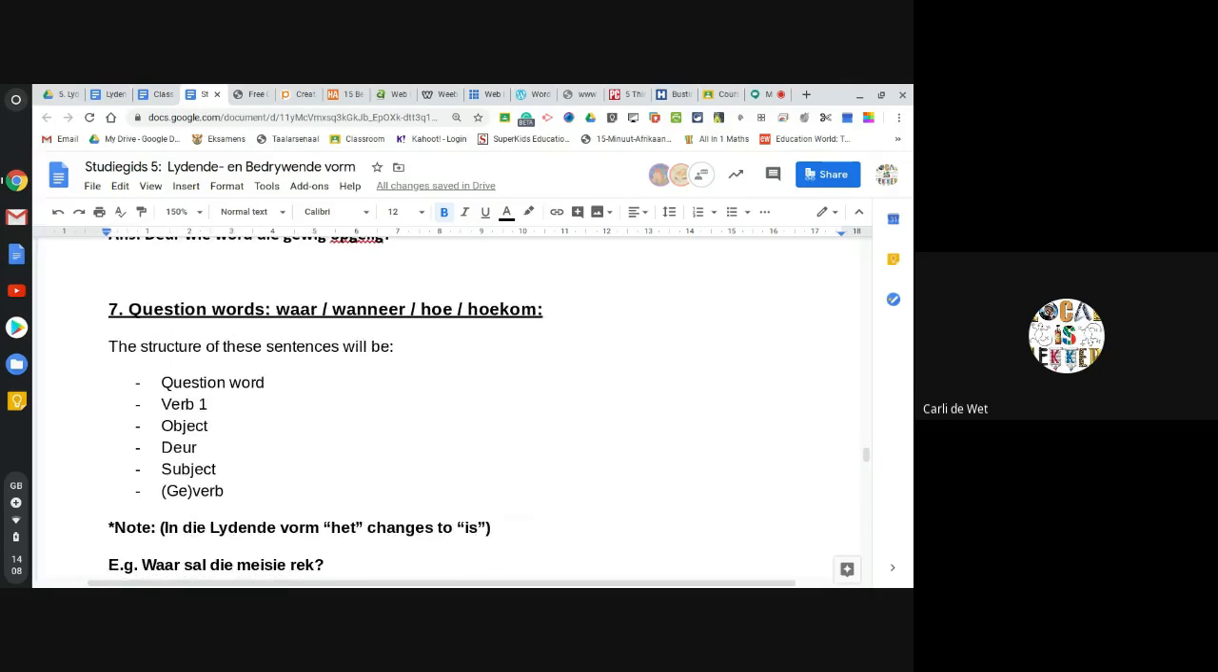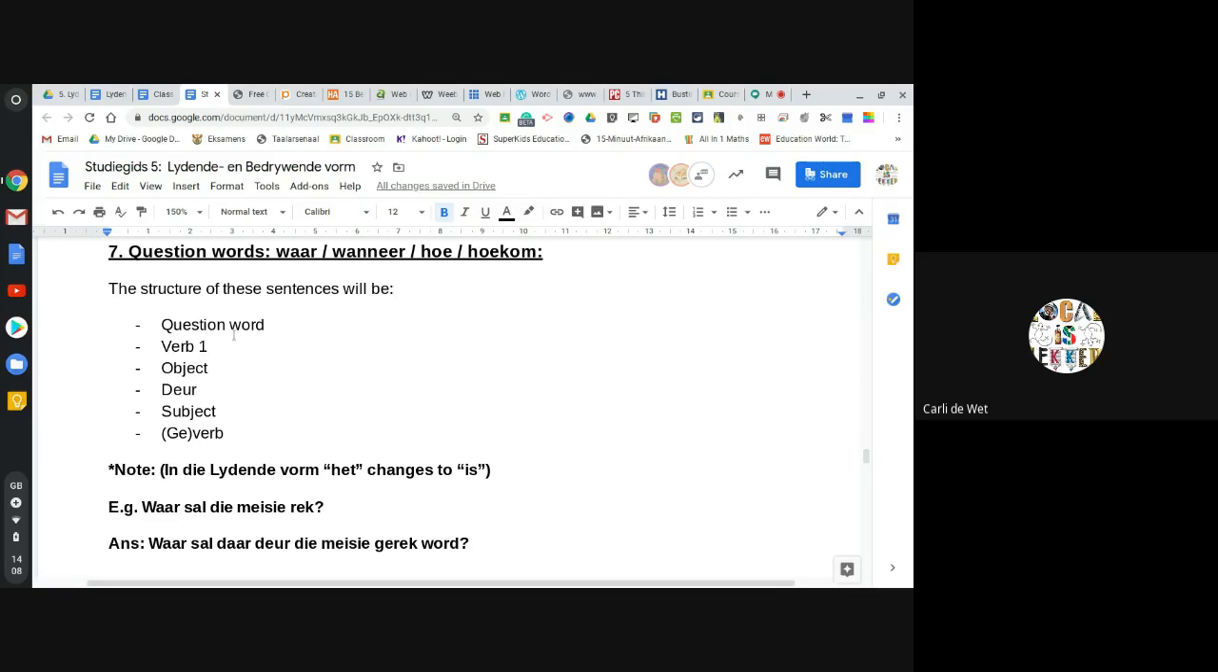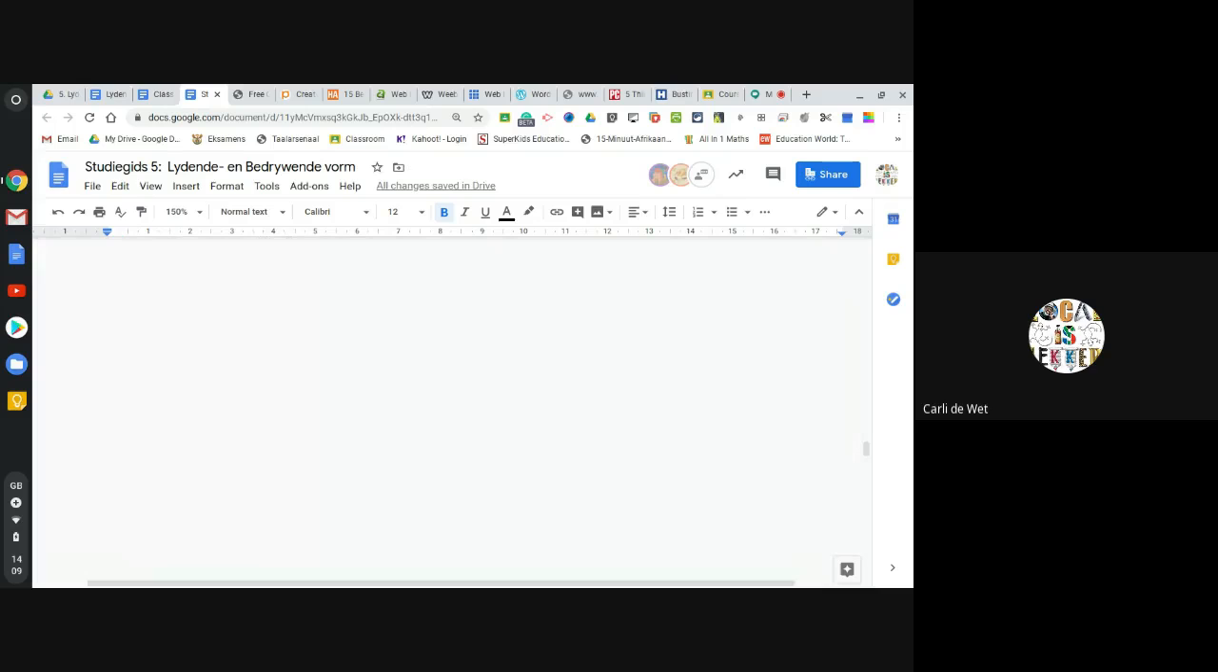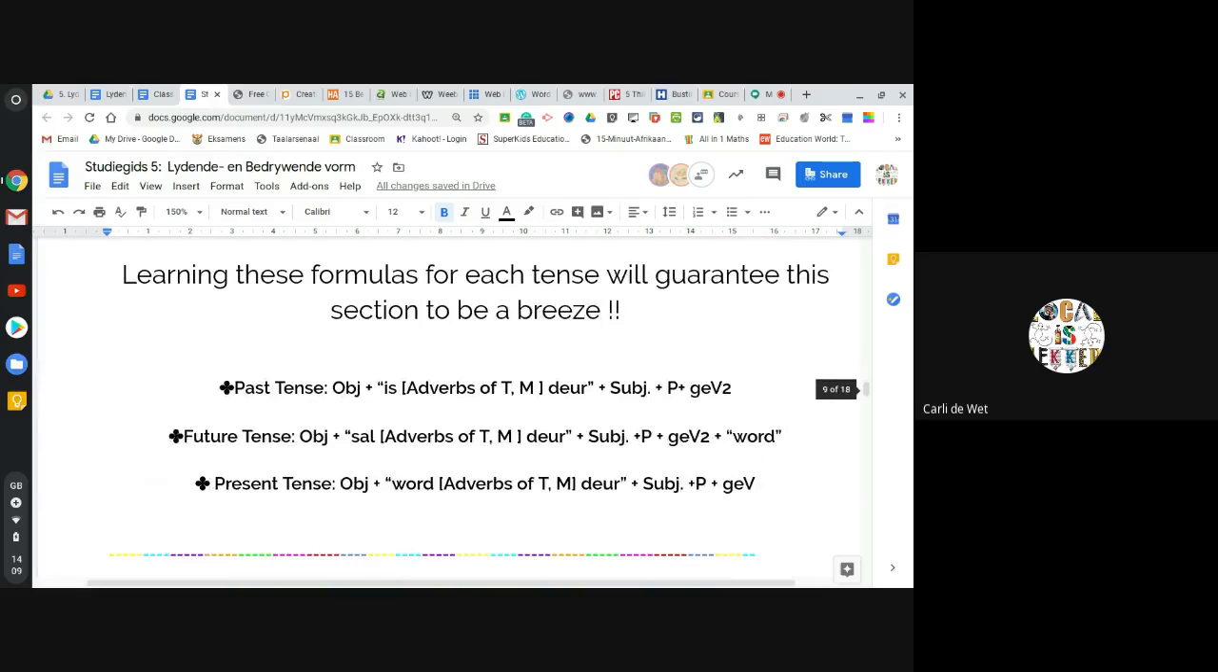Now, I already explained this to you. I'm just going to show you quickly. Waar sal die meisie rek? I keep my question word, I keep my verb one, and then I'm going to do my swapping after that. If there's not an object, I'm going to use daar, and then it's going to end with a word. So if I go back to the beginning again, I don't want to lose my place here, but let's quickly, I want to show you. Oopsie.